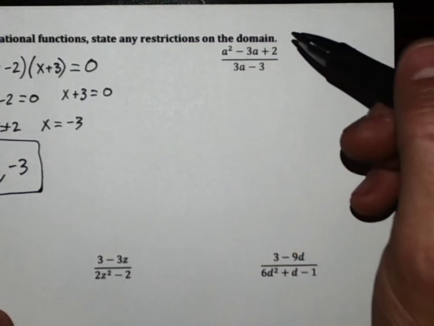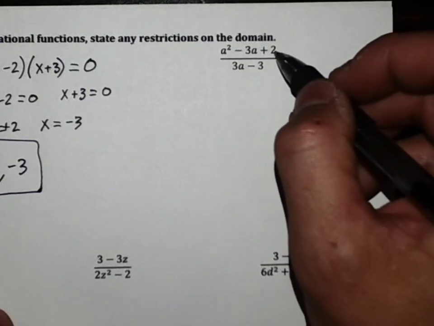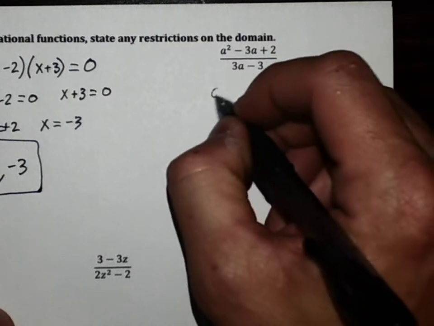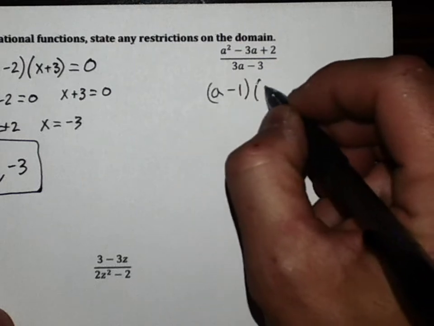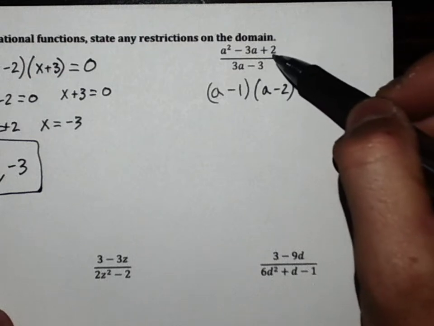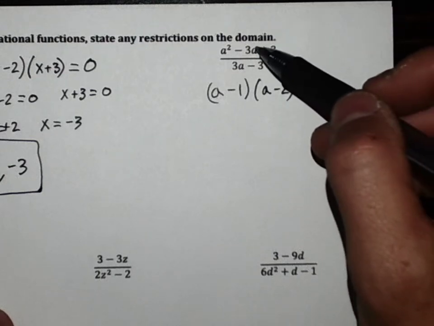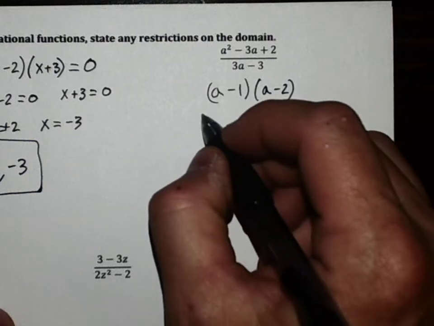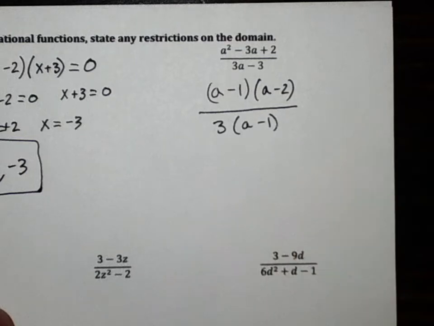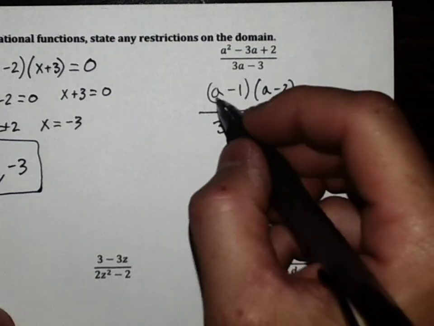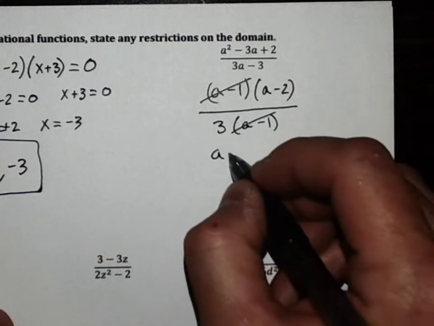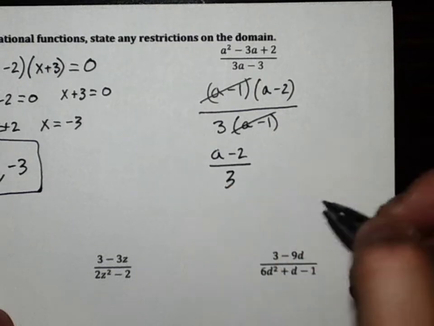Another quadratic. Let's factor it. What multiplies to 2 but adds to a negative 3? Well, minus 1 and minus 2. The only thing that multiplies to 2 is 2 and 1, but the only way you're going to add these to a negative 3 is if they're both negative, 1 and 2. Divided by, there's a 3 in common, take that 3 out, leaves behind an a minus 1. A minus 1 divided by a minus 1 divides away, leaving you with a minus 2 divided by 3.